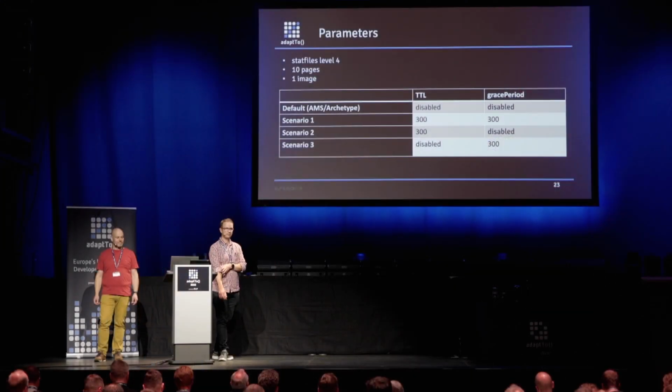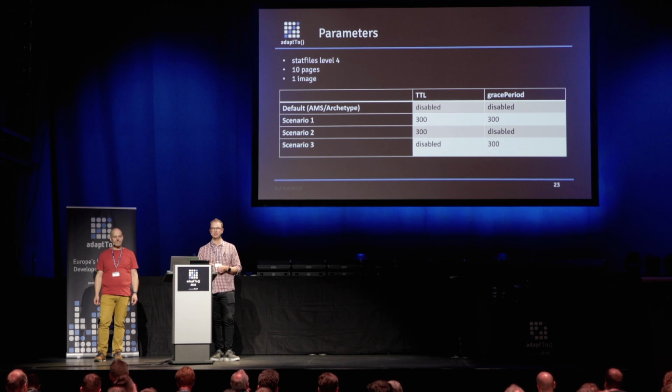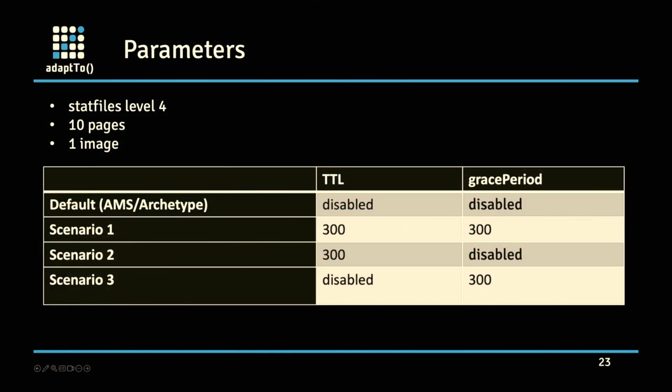So before we did real tests, we plotted it down just on a spreadsheet. We plotted a timeline and what happens at which point in time during the life cycle of a request for each part of it. So in this theoretical site, we had stat files level set to 4. You can imagine, say in a retail site, that would put you at the English node, or language node, right? We had 10 pages and just one image reference across these 10 pages.